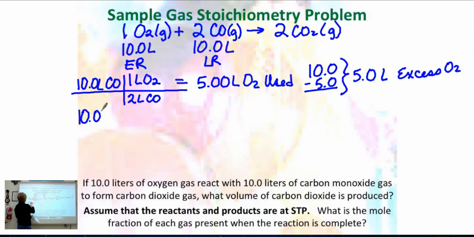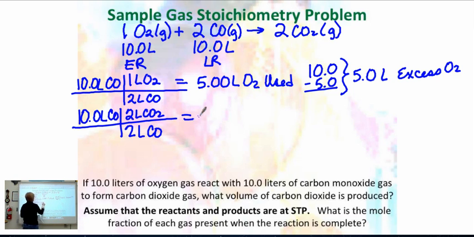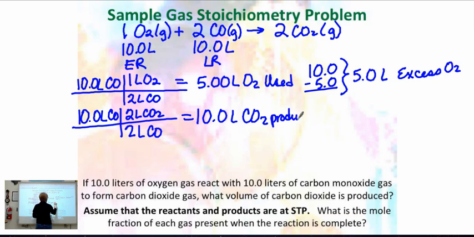We'll do the product. 10 liters of CO, 2 liters of CO will form 2 liters of CO2. So we have 10 liters of CO2 produced. So at the end of the reaction, I have 5 liters of oxygen left, and I have 10 liters of carbon dioxide that I've produced.